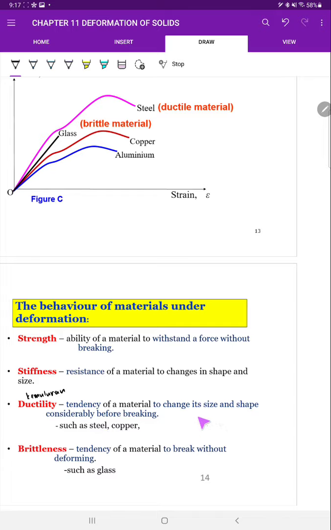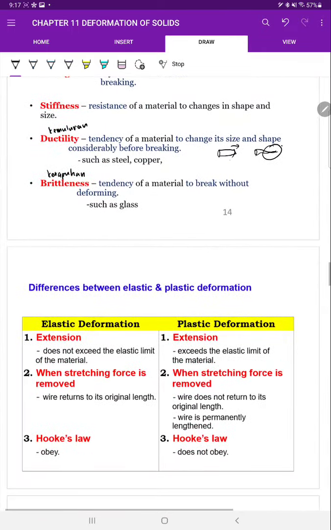Macam steel. Bentuk dia asal macam ni. Bila awak tarik tensile, dia jadi halus macam tu. Kat sini ni kemuluran dia sebelum dia break. While brittleness is kerapuhan. Kat sini kita tunjuk contoh sebagai glass, meaning tendency of the material to break without deforming. Terus pecah. Rapuh kan. Dia tak panjang, dia terus pecah. Itu adalah brittleness.